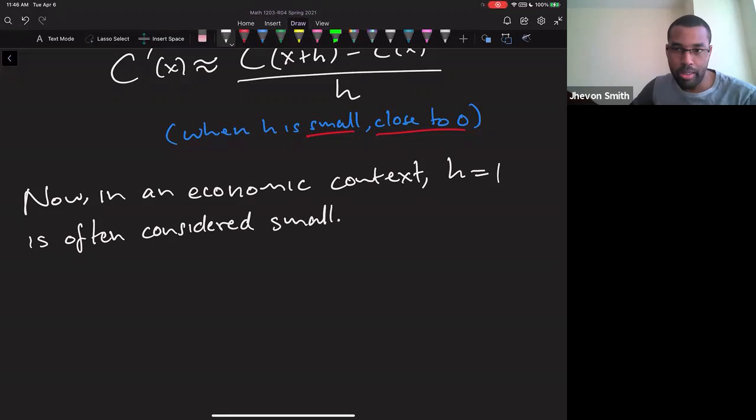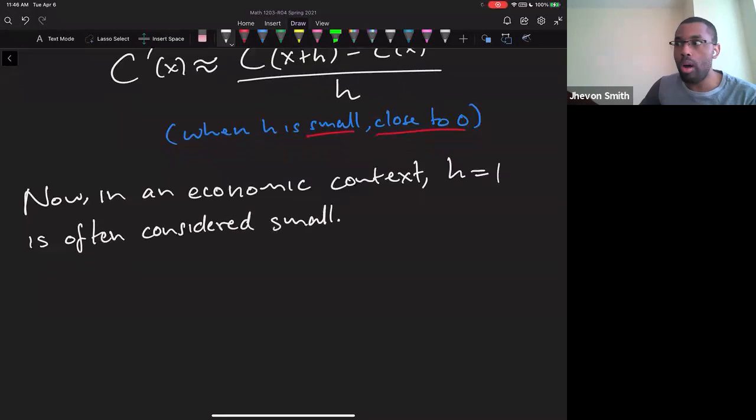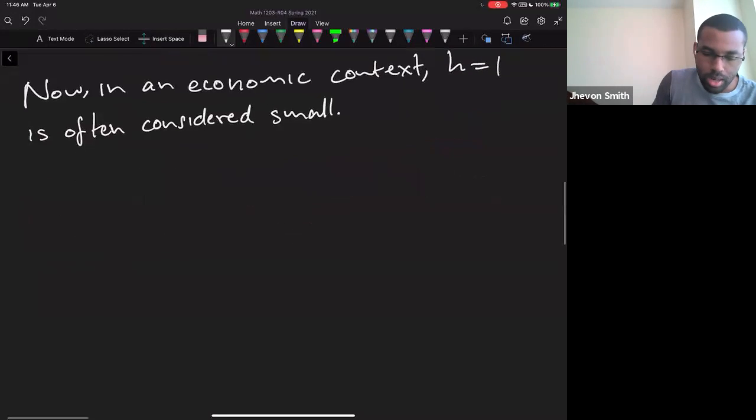I'm a factory that makes iPhones. How many iPhones did you make last month? 1. Well, that's small, isn't it? I mean, you might as well have made 0, I feel like, right? So in an economic context, sometimes 1 is very small. It's pretty close to 0. It's almost nothing, right?